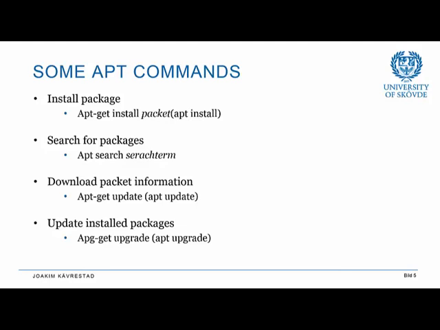If you want to download package information about the packages that are available, you go apt-get update, and if you want to update packages that are installed, you go apt-get upgrade. So to see if there are any updates, you go apt-get update, and then if you want to update the packages that you have, you go apt-get upgrade. Or apt update and apt upgrade also works in newer versions, or basically any version, because it's quite old.